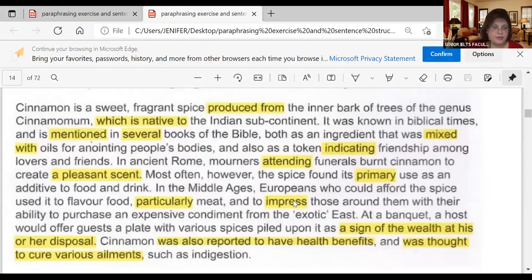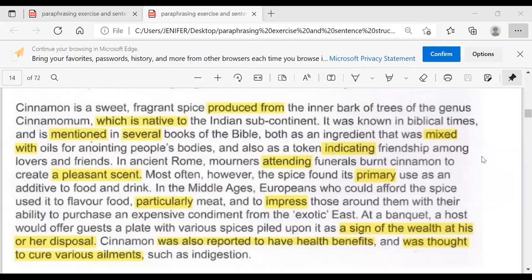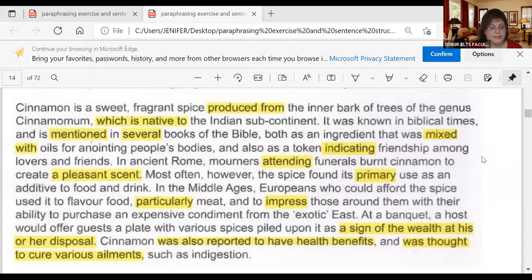To leave a mark on those around them with their ability to purchase an expensive condiment from the exotic East. At the banquet, a host would offer guests a plate with various spices piled upon it as an indication of how wealthy an individual is. Cinnamon was also said to be beneficial to well-being and was believed to heal different illnesses such as indigestion.